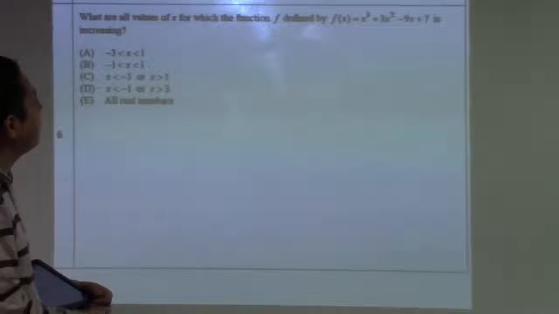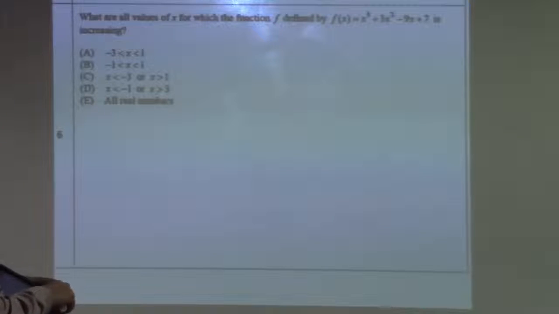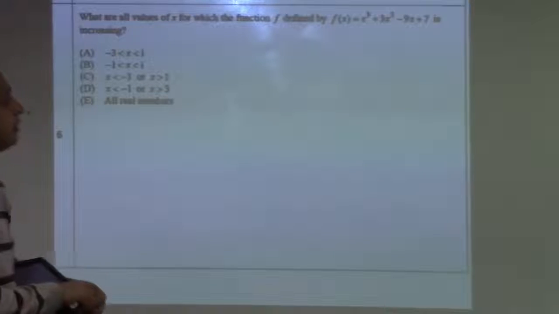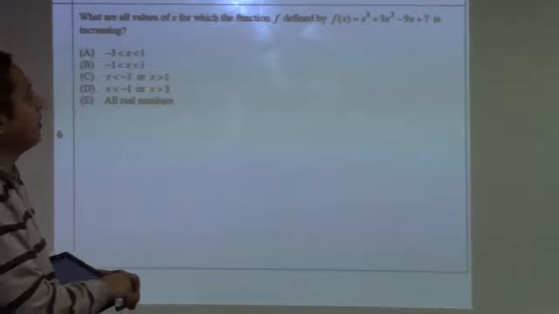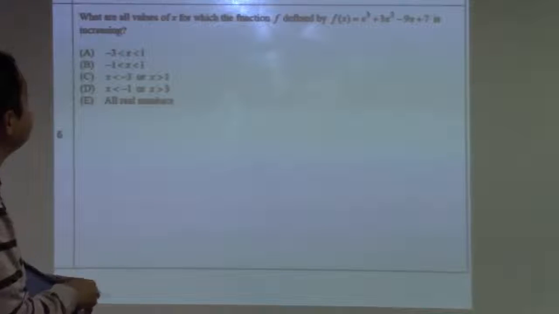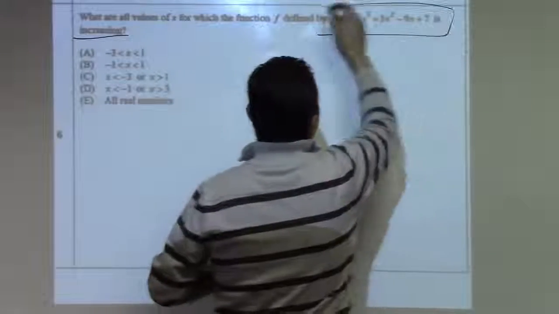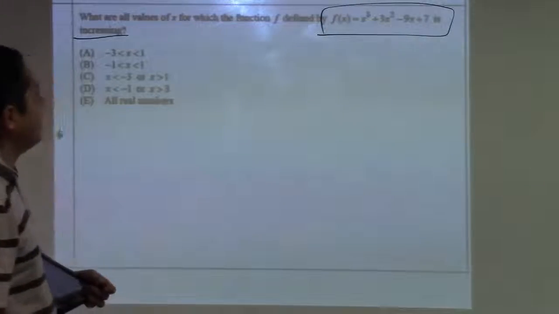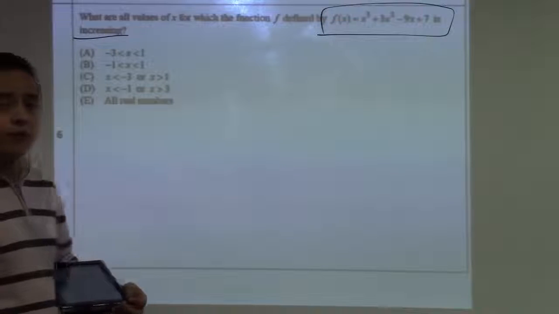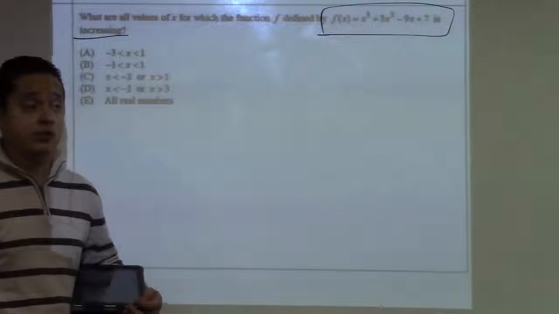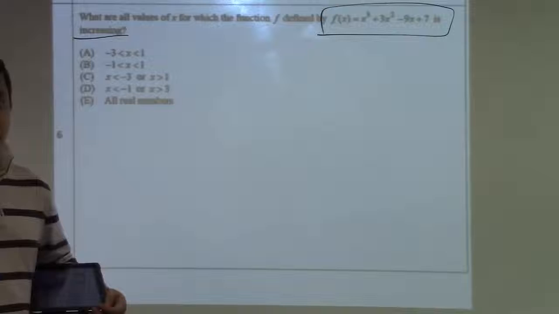What are all the values of x for which the function f defined by f of x equals x cubed plus 3x squared minus 9x plus 7 is increasing? Very classical type of problem that's asked on the AP exam. So whenever you want to figure out whether a function is increasing or decreasing, the first derivative test comes in.